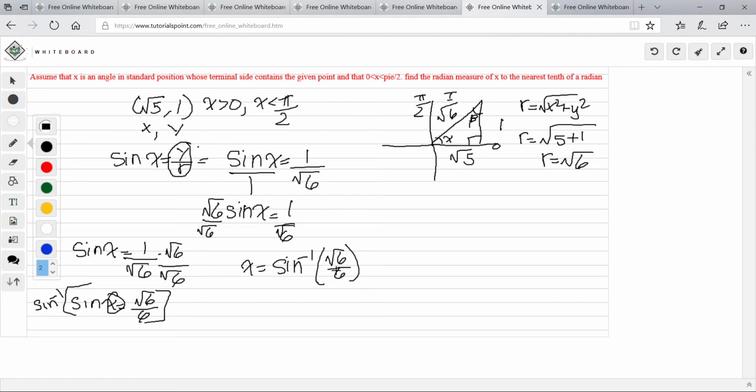Okay, when you put it in the calculator, you're going to get a degree, right? But the answer they want is in the nearest tenth of a radian. So we've got to convert degrees to radians.